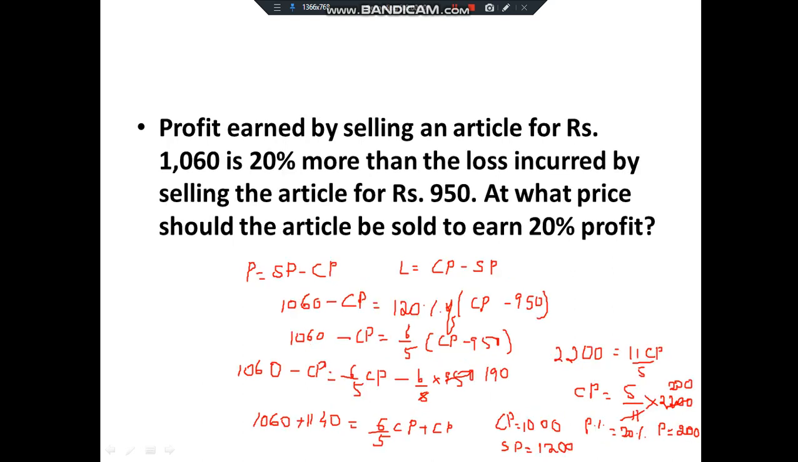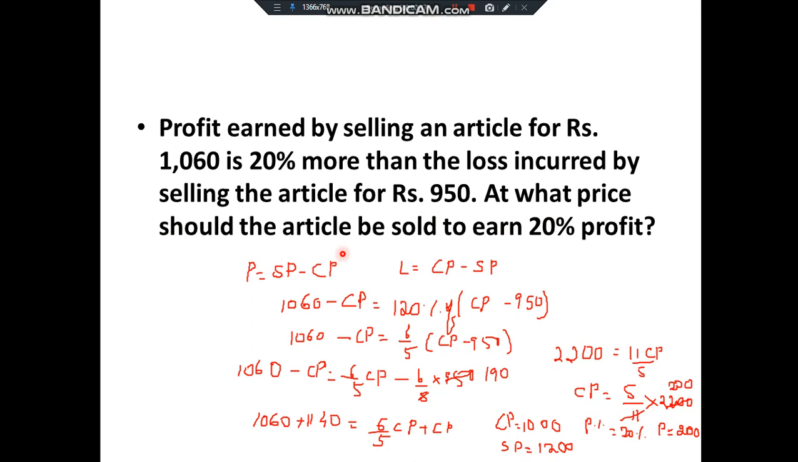See, one more type of question. Profit earned by selling an article for rupees 1060 is 20% more than the loss incurred by selling the article for 950. So what we'll do, 20% more means we'll consider 120%, that is 100 plus 20%. In that case if it is 30% more, we'll take it as 130%. Now we'll have to find the selling price at a profit of 20% given this condition.